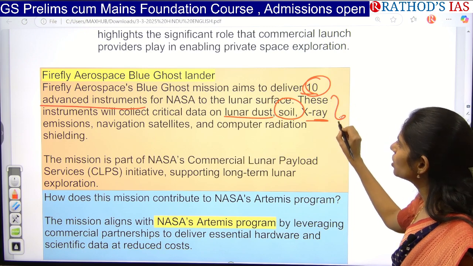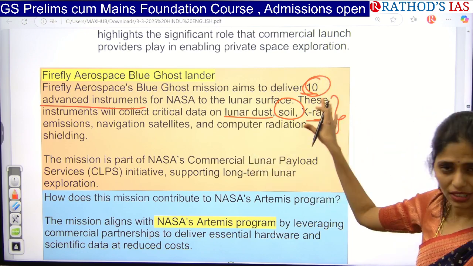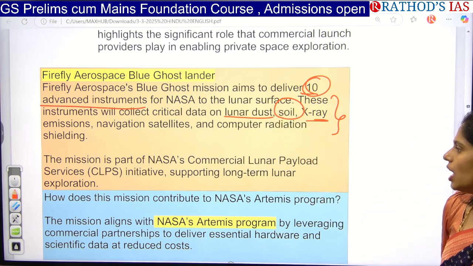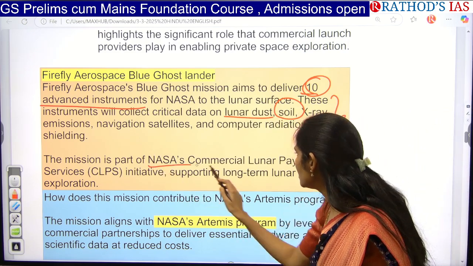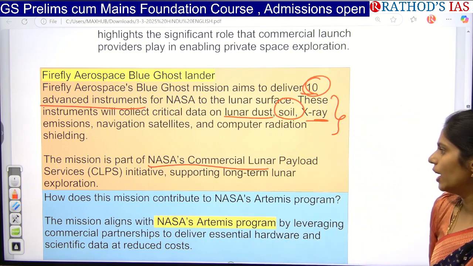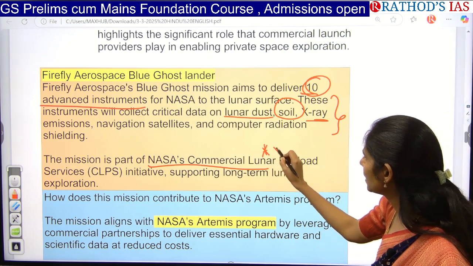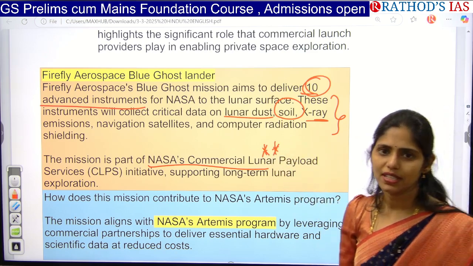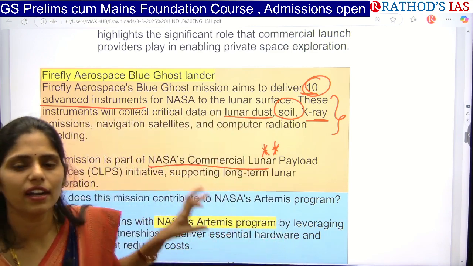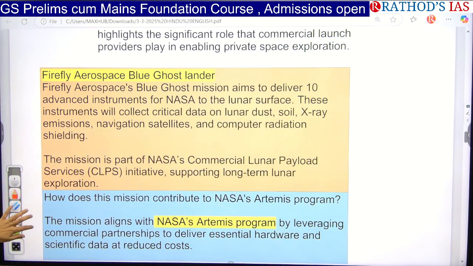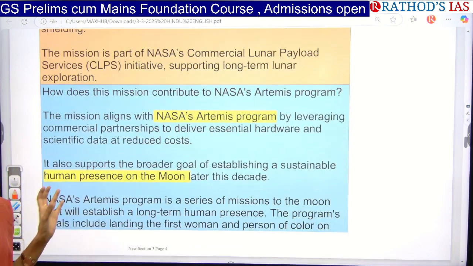So all these are the instruments as well as the theme of this mission. And this mission is part of NASA's Commercial Lunar Payload Services Initiative. So you may also get a question regarding this, so please make a note. NASA CLPS, what is it? Just Google it and try to write the points. And how is this mission going to help NASA's Artemis program?